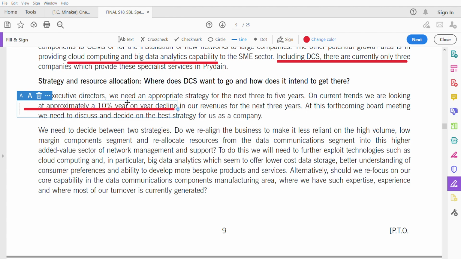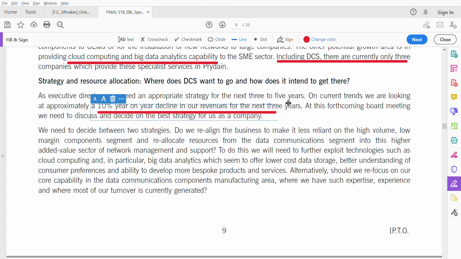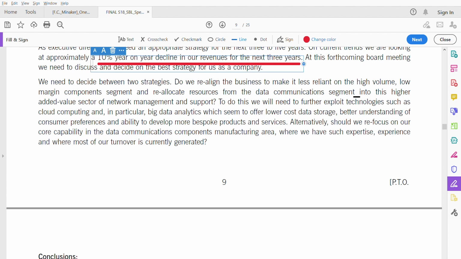This is a statement given by the executive director. That's a key thing here. You have to question these assumptions. How are they saying that there's a 10% year-on-year decline in revenues for the next 3 years? Right? You have to question this. At this forthcoming board meeting, we need to discuss and decide on the best strategy for us as a company. We need to decide between 2 strategies. What are the 2 strategies?